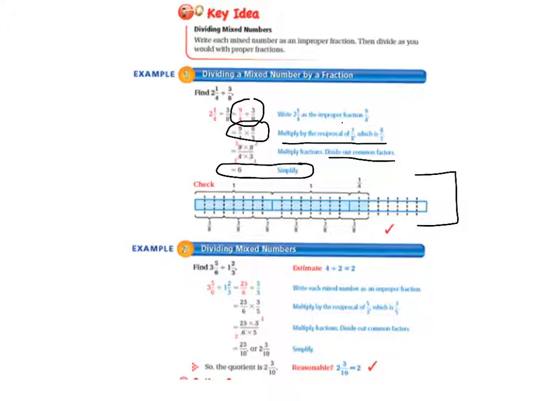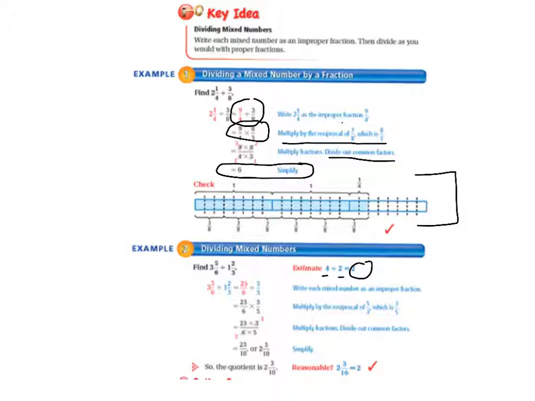Let's look at example 2. Dividing mixed numbers. We're dividing 3 5/6 by 1 2/3. We're going to estimate that 3 5/6 is close to 4, and 1 2/3 is close to 2. 4 divided by 2 equals 2.